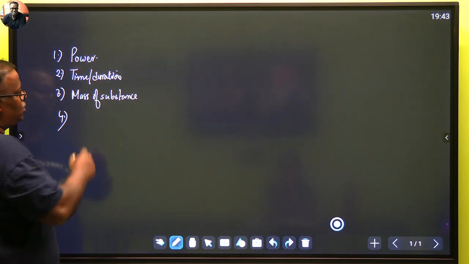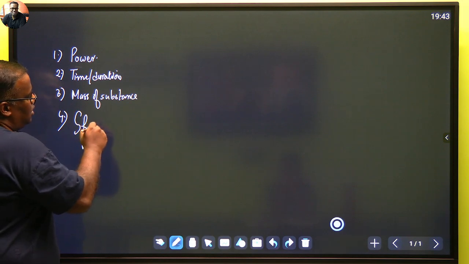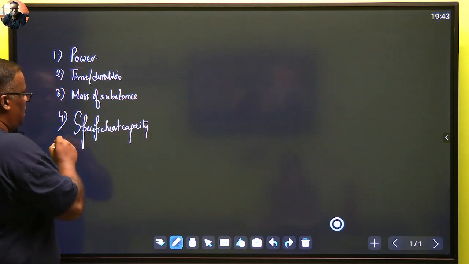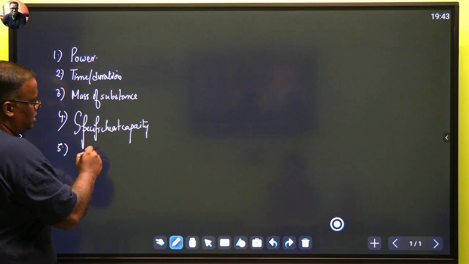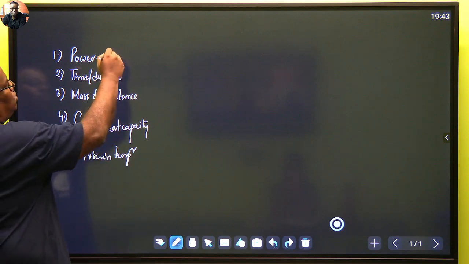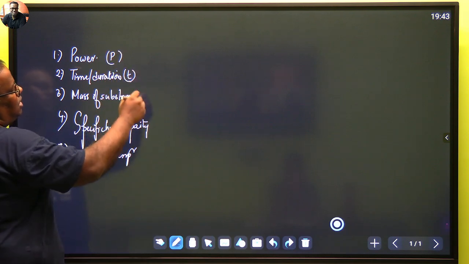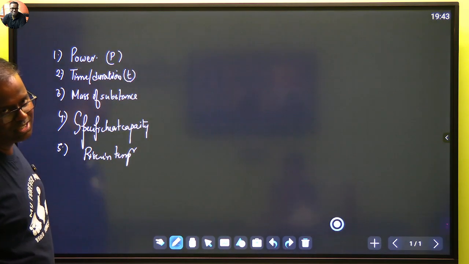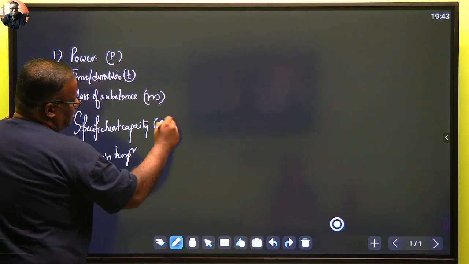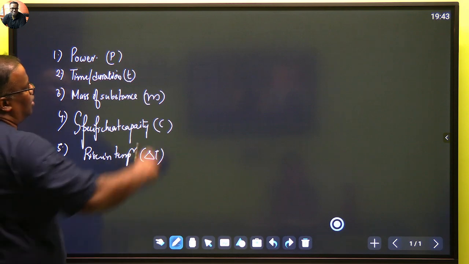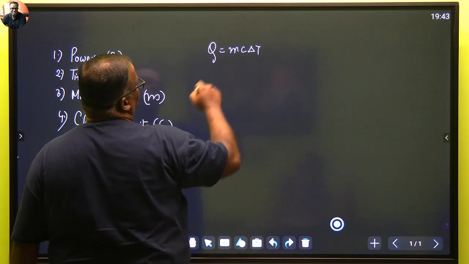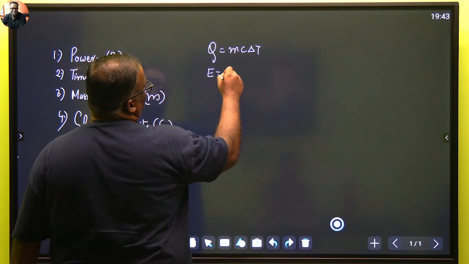Number 4, the specific heat capacity of that particular substance. And number 5, we will also have the rise in temperature. Obviously, if I am heating it, it has to be the rise in temperature. Okay? So power will be denoted by P, time will be T. This is where your Cambridge is using theta. Do you get it? Time will be T here, and no other problem. Mass is m, this is c, and this is delta capital T. So our expression is always Q is equal to mc delta T. Q is a form of energy, so we can write it as E equal to mc delta T.